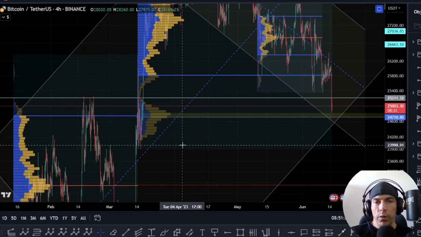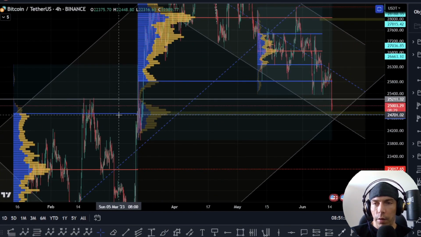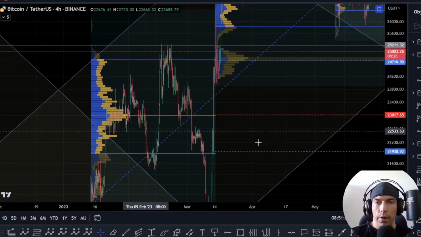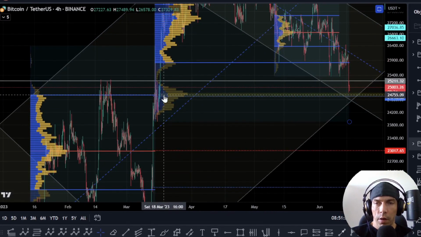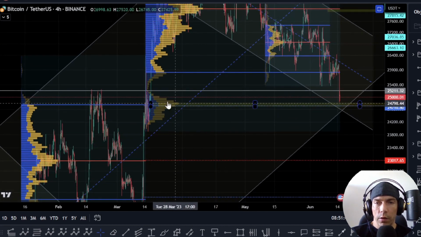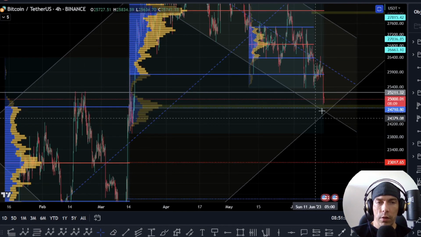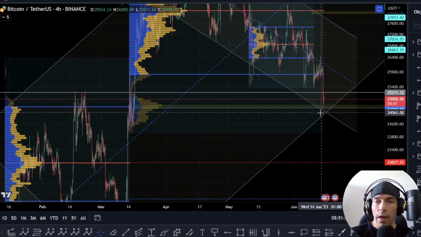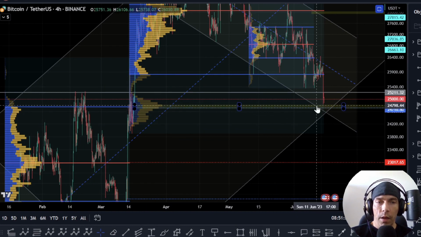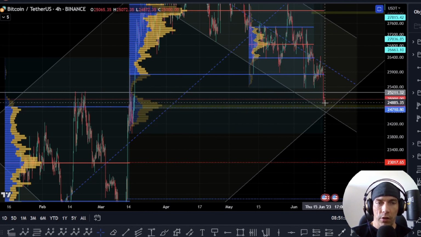Now, an interesting level to keep an eye on from further back here is we did have this previous range over here, and what I'm looking at is this value area high. Now, this value area high is sitting a little bit below where we currently are, towards 24,755. This also has this little volume node over here. As well as that, we have the channels that are sitting within this range here, and we also have that weekly and daily negative point of control just below where price action currently is.